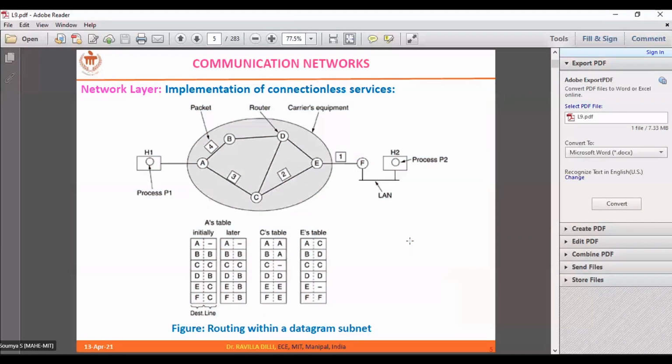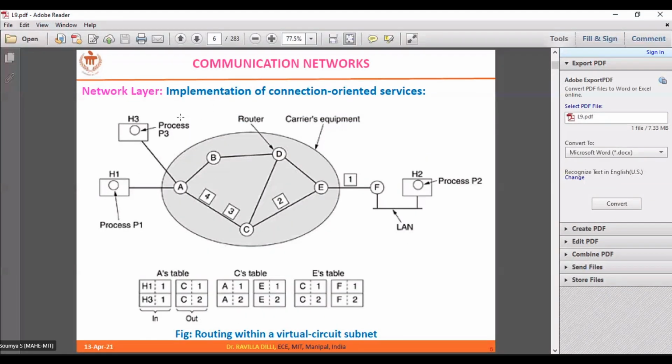Okay, now let us see the implementation of connection oriented services. What happens in a connection oriented service? It should have decided the path that it is going to take. It cannot decide at an intermediate time which path it is going to take, because it is connection oriented. Though there will not be any physical resources made available for this connection, it is known as a virtual circuit subnet. What is a virtual circuit?